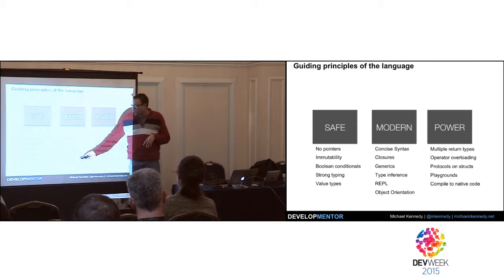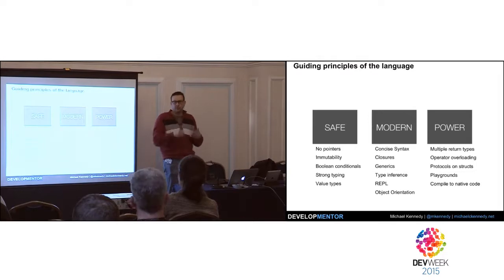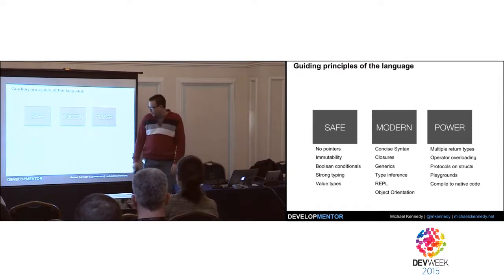It's type inference. They have what's called a REPL. You guys know what a REPL is? Read, eval, print loop. It's like a dynamic sort of scripting environment where you can type stuff and try things and then type something else. It's kind of a command line to your app, if you will. Very much object-oriented. So very modern in that sense.